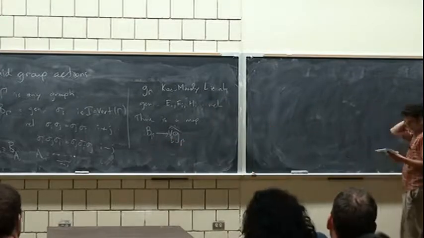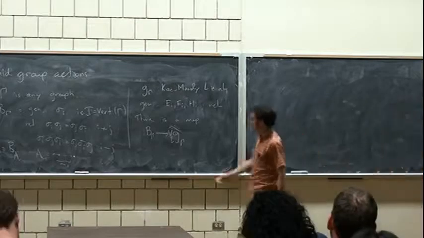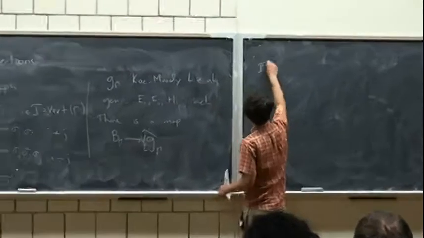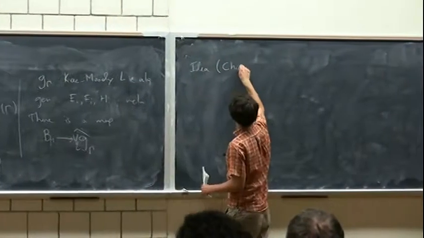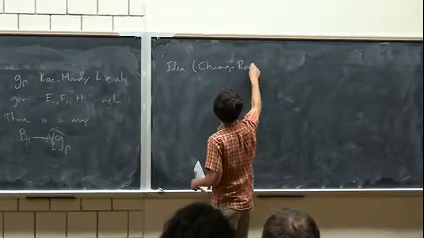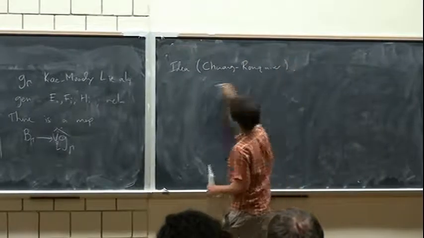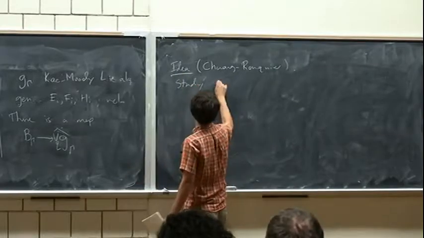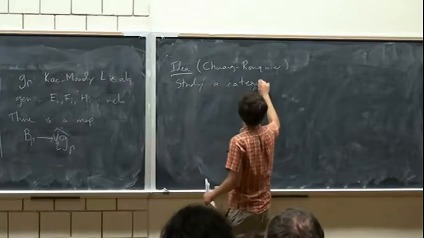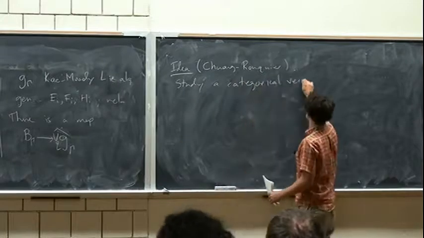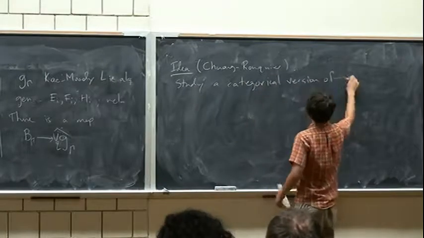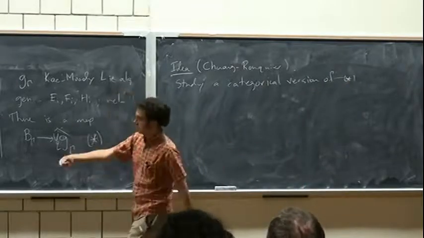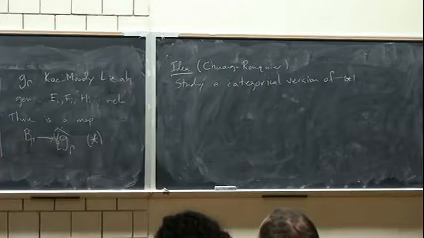As I mentioned, the idea is to come up with a categorical version of this map. This idea was suggested and partially carried out by Rouquier, who studied a categorical version of this map, from the braid group to the quantum group.